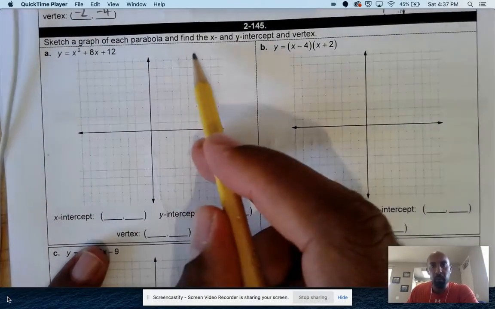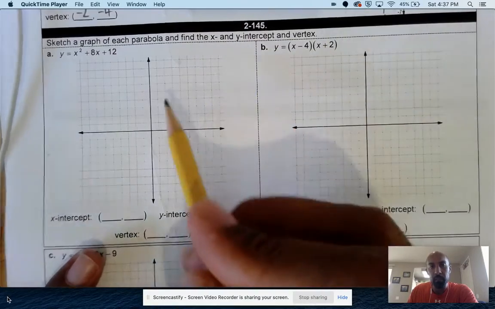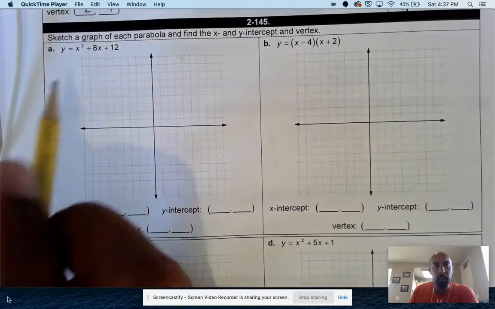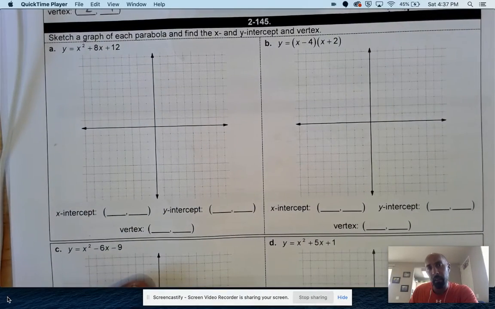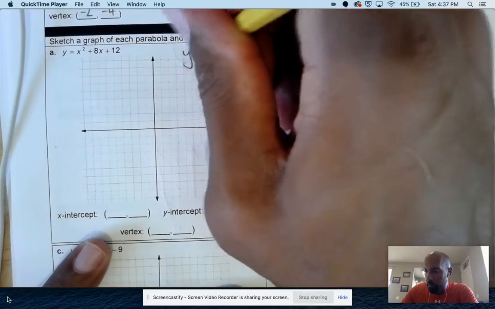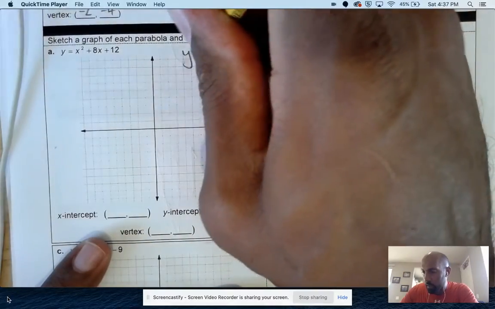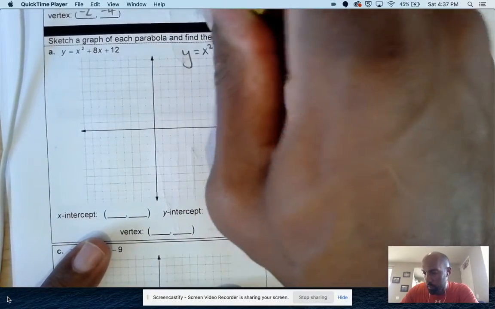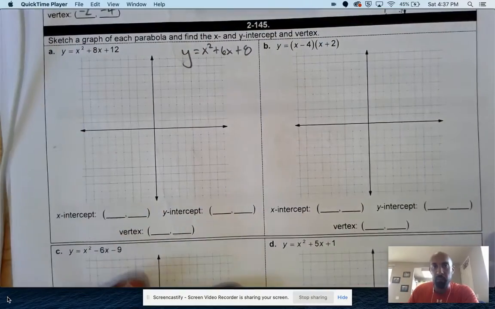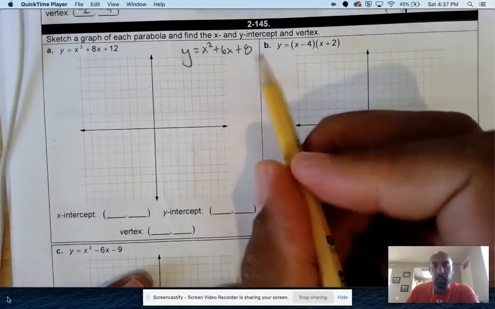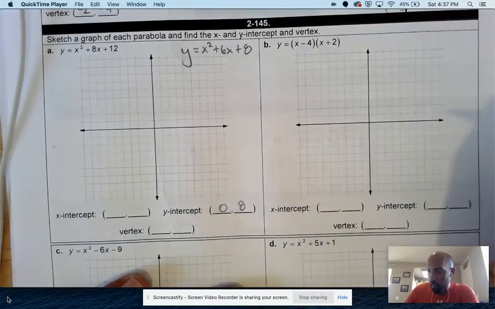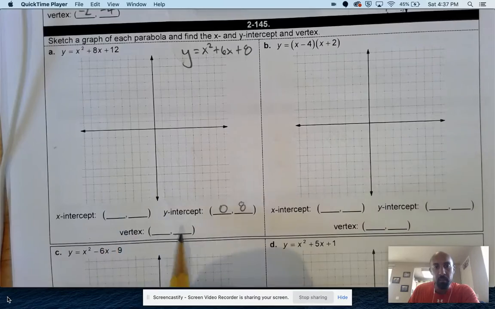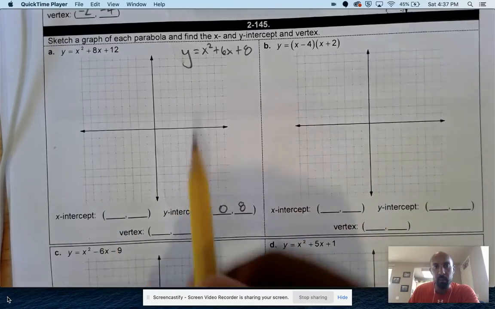sketch a graph of each parabola and find the x and y intercepts and the vertex. The great thing about this is, remember, if it's in standard form, it makes it easy to find that value, right? Okay, so let's write out a different one. Let's do y equals x squared plus 6x plus 8. The y-intercept's the easy one with the standard form, so we know that's 0, 8. But the x-intercept and the vertex, we have to do a little bit of work to find. So first we want to factor it.